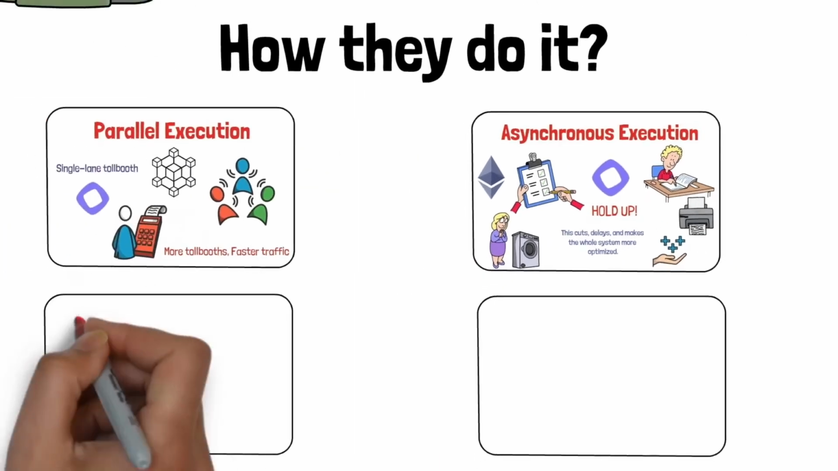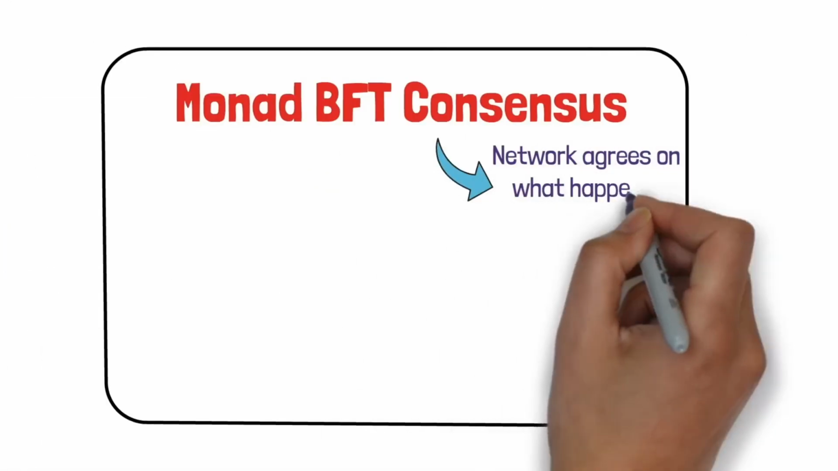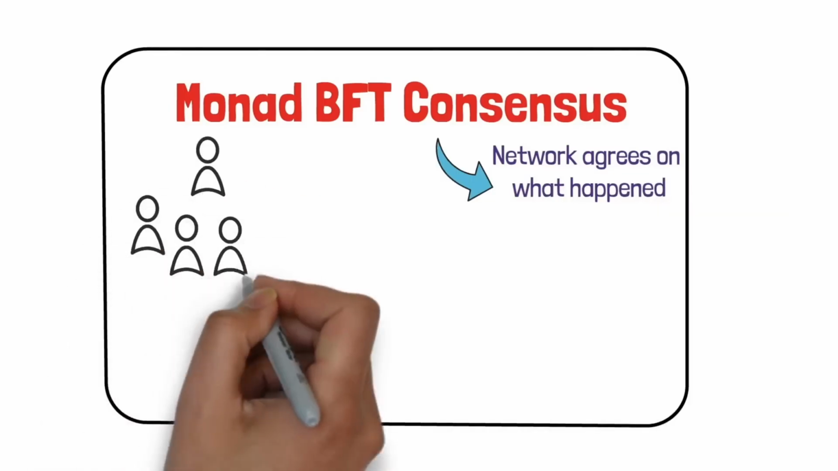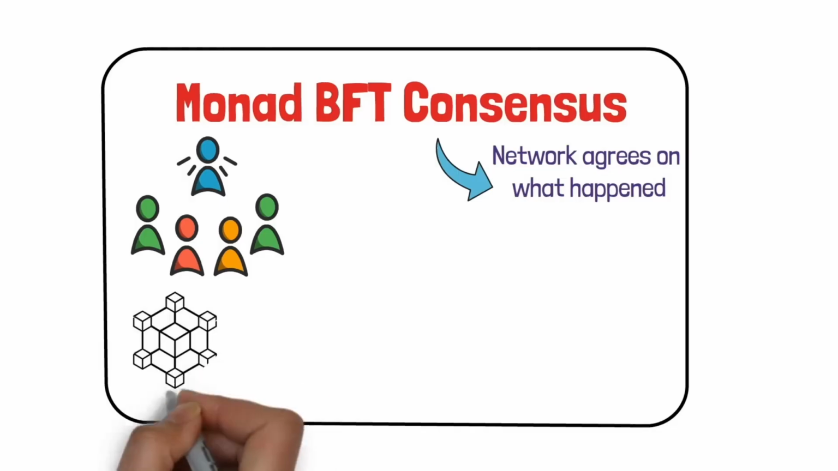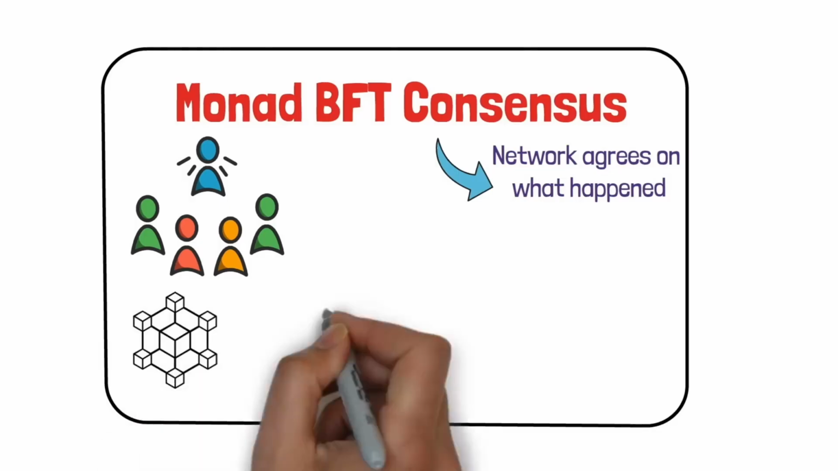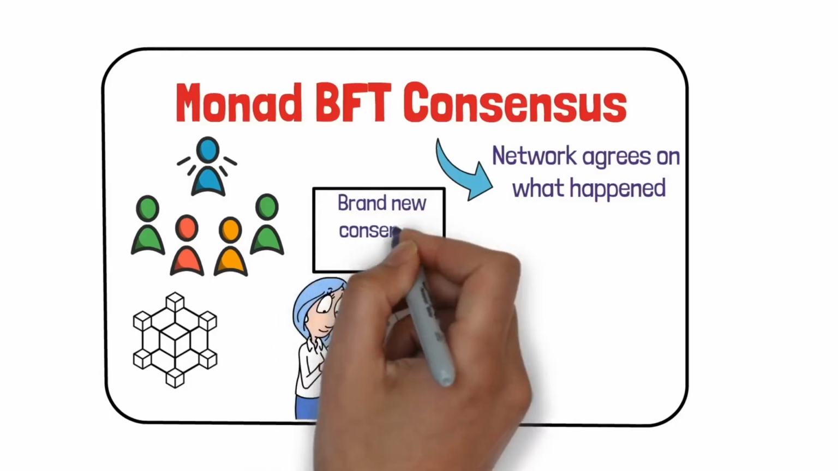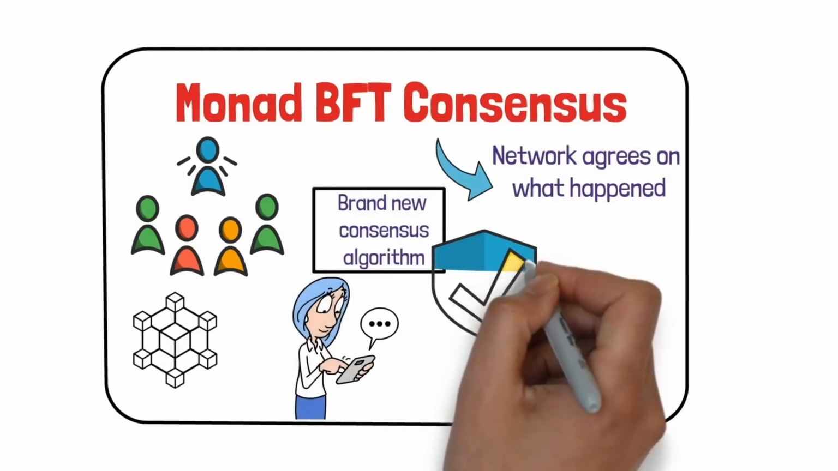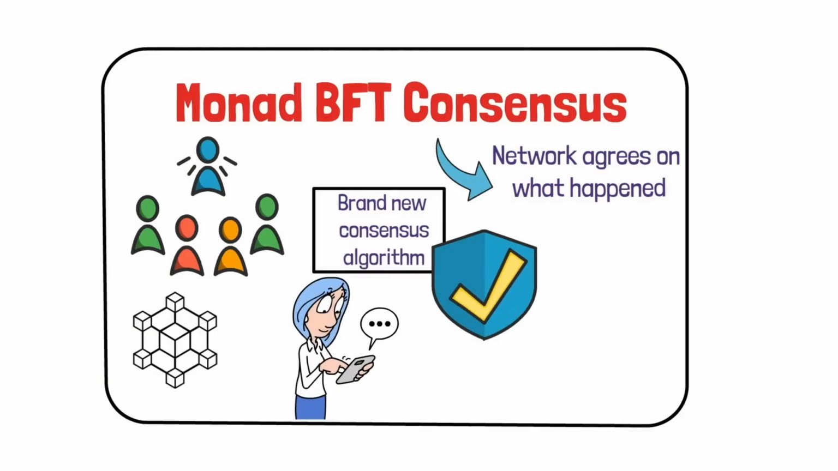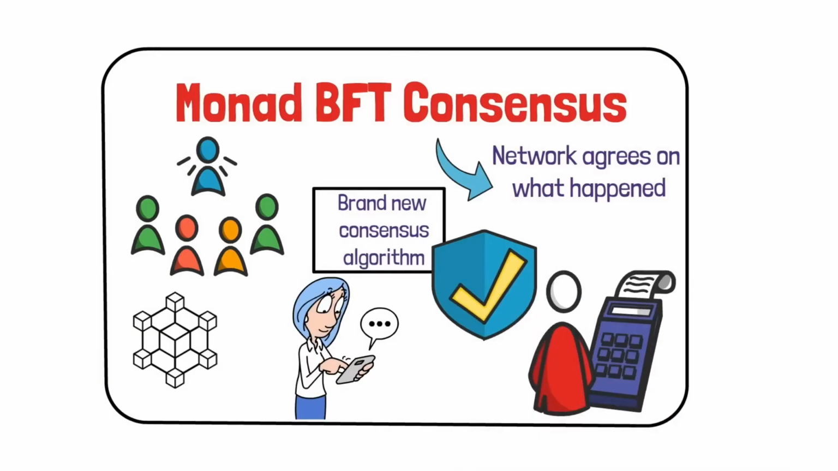Third, Monad BFT consensus. Consensus means the network agrees on what happened. It's like everyone in a group chat agreeing on the order of the messages. Most blockchains use lots of back and forth to make sure they stay in sync. That adds time. Monad BFT is a brand new consensus algorithm that reaches agreement faster and with less chatter, while staying totally secure. The result? Faster finality, meaning your transactions are confirmed quickly and can't be changed.